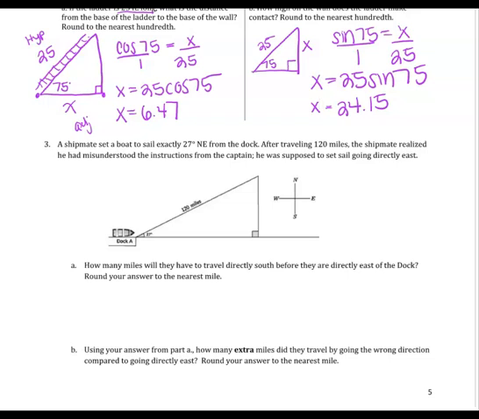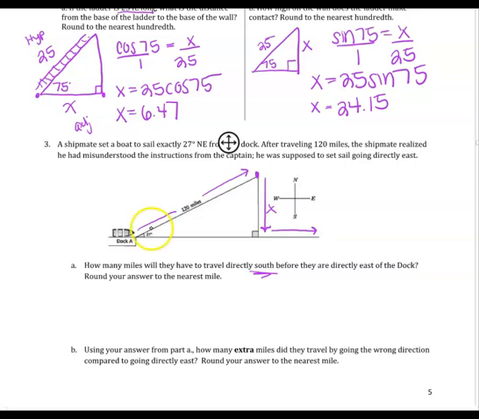All right, so imagine this. You are captaining this boat, or your shipmate, whatever. You're going on this boat and you're going in the wrong direction. And then you get here after 120 miles and you're like, oh no, I went the wrong way. So then you backtrack in order to get back on path, okay? I need to figure out how much they had to travel south, which is this distance right here, going down to get back on the correct path to go directly east of the dock.